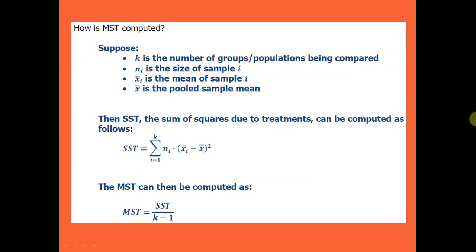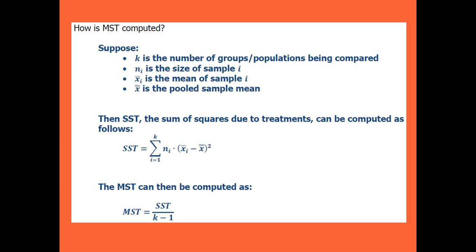We'll go through the computations of the numerator and denominator of the test statistic individually. First, the numerator, the mean square due to treatments. How do you get that? For what we're going to do, the important part is at the bottom, that the mean square due to treatments can be computed as the sum of squares due to treatments divided by k minus 1. That's the part that you're actually going to have to do.